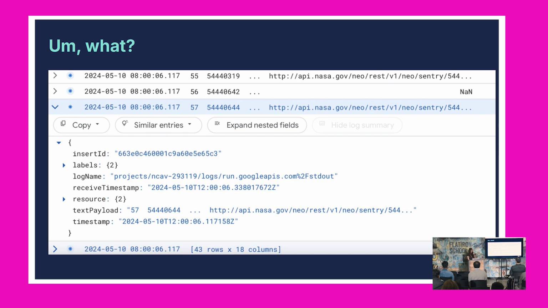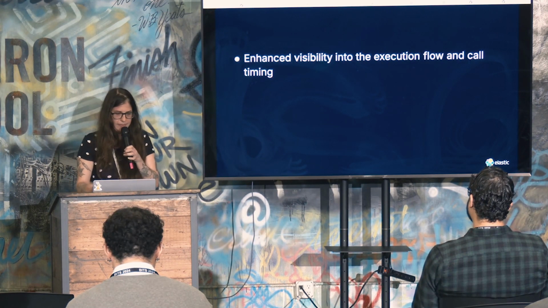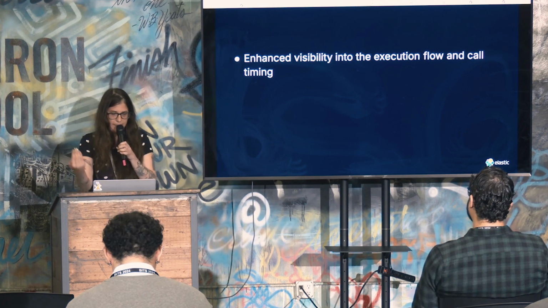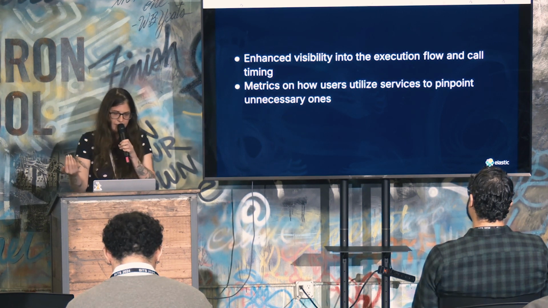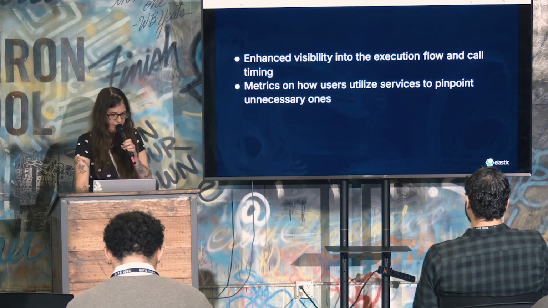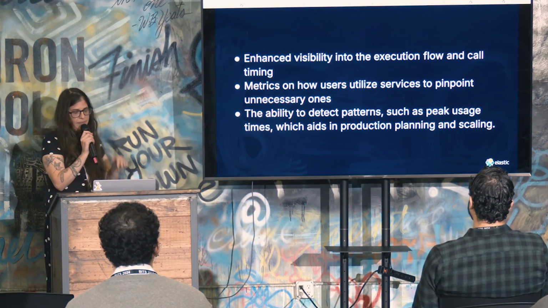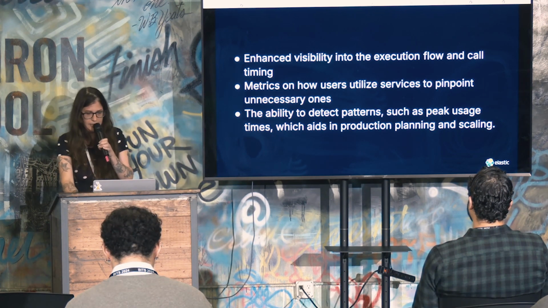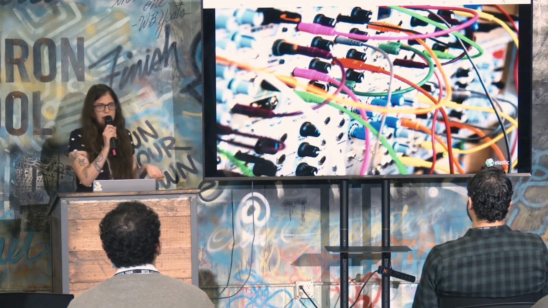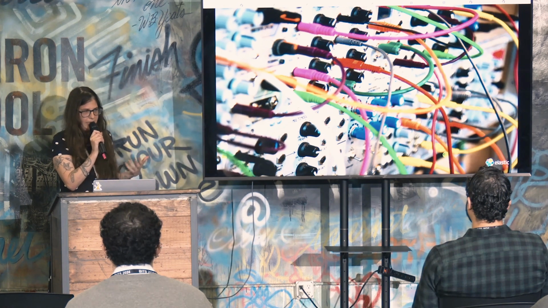I've also had issues with debuggers in that way, where I really don't know what's happening or why this is happening. And so really OpenTelemetry tries to go beyond that and add some enhanced visibility into the execution flow of what's happening in your application and call timing. It provides you some metrics on how users utilize services to pinpoint unnecessary ones. And also, it has the ability to detect patterns such as peak usage times, and that aids in production planning and scaling.